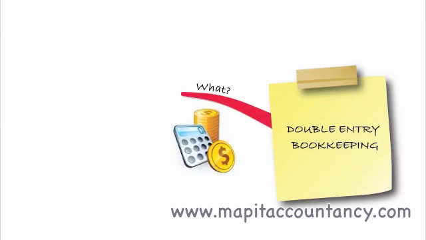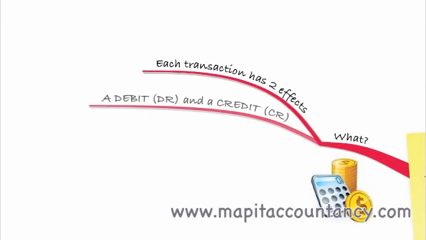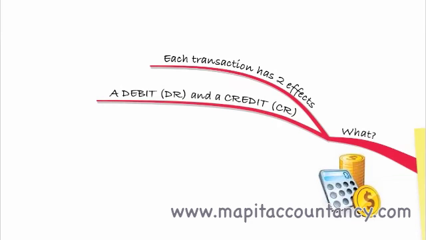So double entry bookkeeping, first of all, what is it? What are we looking at here? Well, each transaction has two effects. We know that from the previous session. It may be that there's a transaction that affects the statement of financial position and the income statement, or it may affect two areas on the statement of financial position. Each of those will be a debit and a credit.